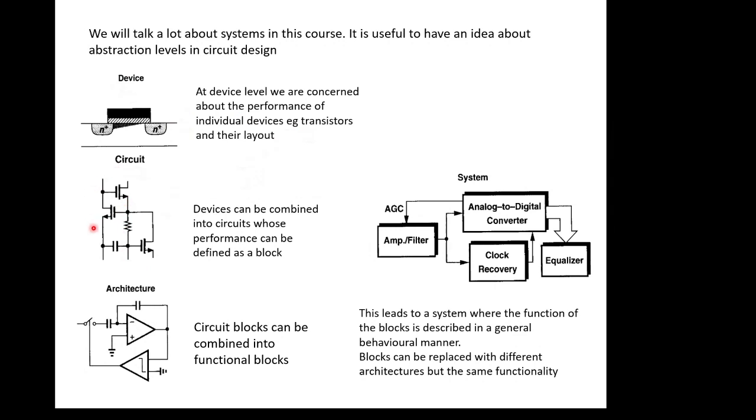So here's a little circuit diagram of something. And we can define the performance of that in a block. And so we can start to abstract straight away and say, we're not really that concerned about what these transistors really are. We're interested in the performance of this block overall. So we can put different transistors in, maybe get slightly different performance, but as long as we know what's in the block, we're going to be fine.